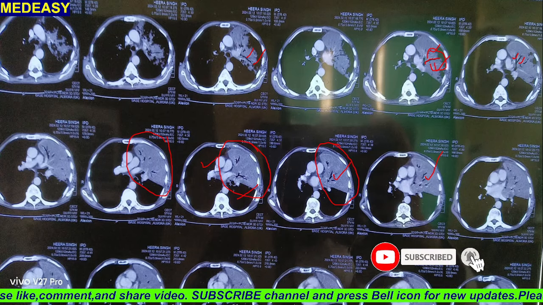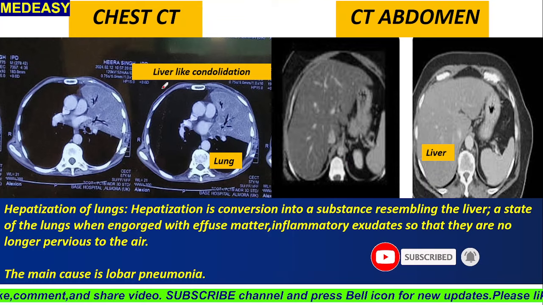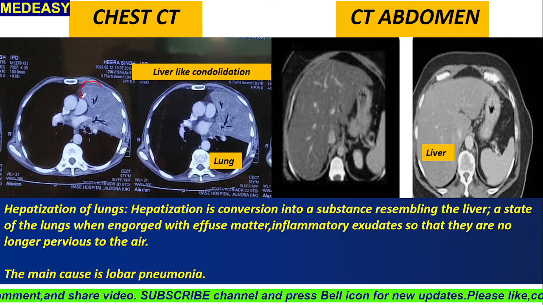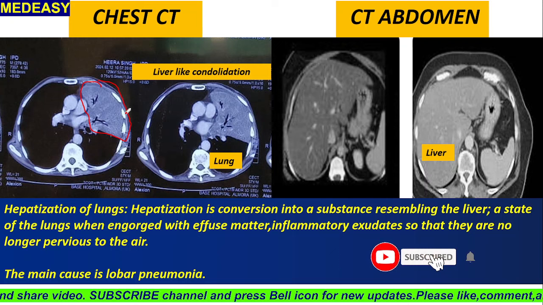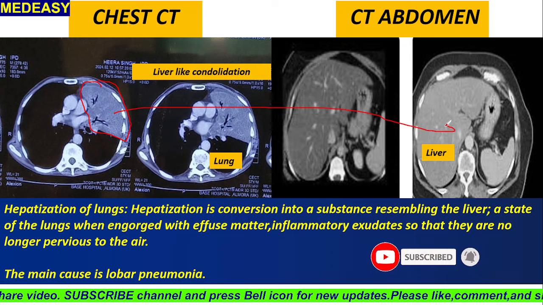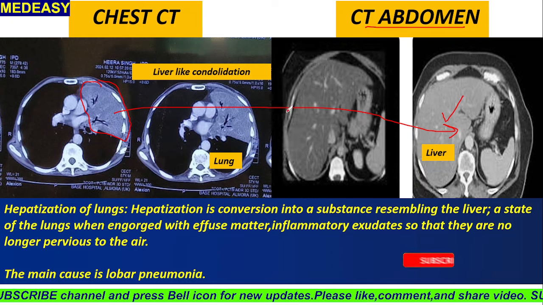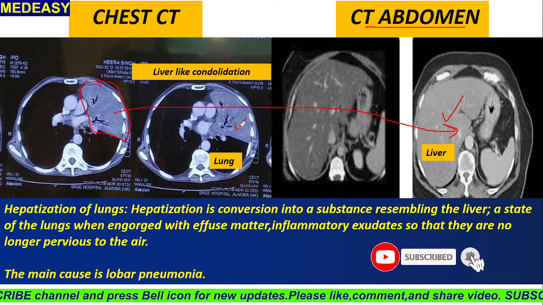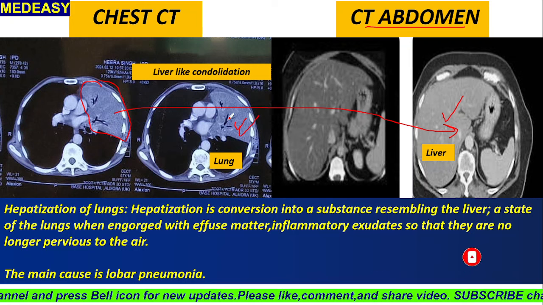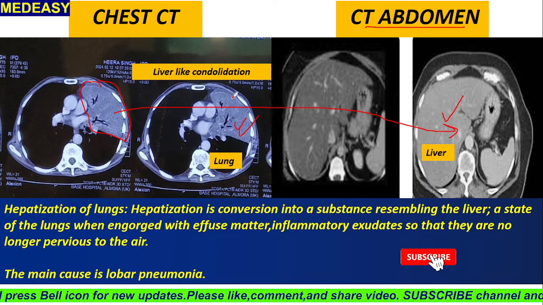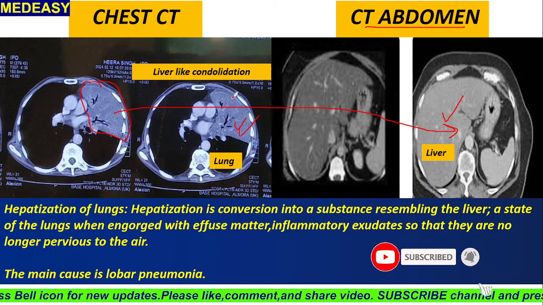Alright, so if we see here in the chest CT film, this area, the entire left upper lobe, is consolidated and is looking exactly like your liver. I have put this image here to compare. In CT abdomen, the liver is of this consistency, and here in our patient it looks similar to liver, just giving the appearance that the liver is sitting on the lung. So this is a very classical presentation of pneumonic consolidation, beautifully seen here.